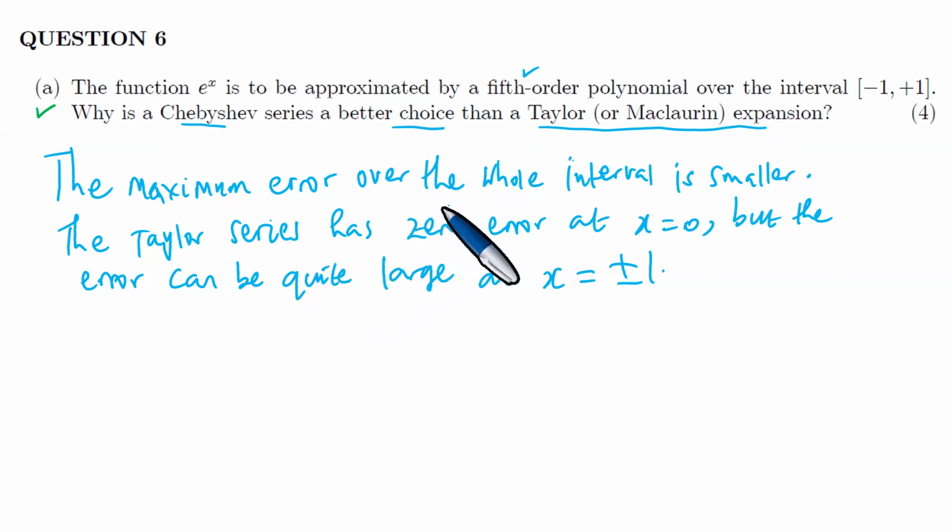Because the maximum error over the whole interval is smaller, but also the Taylor series has zero error at 0, but the error can be quite large at plus or minus 1. And hence, a Chebyshev series is certainly a better choice than what we call a Taylor or Maclaurin expansion. We continue to check this out.